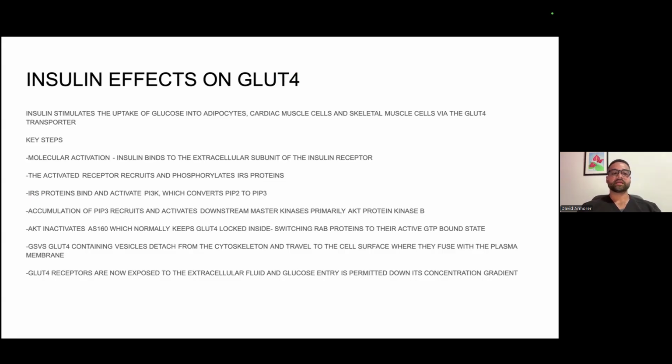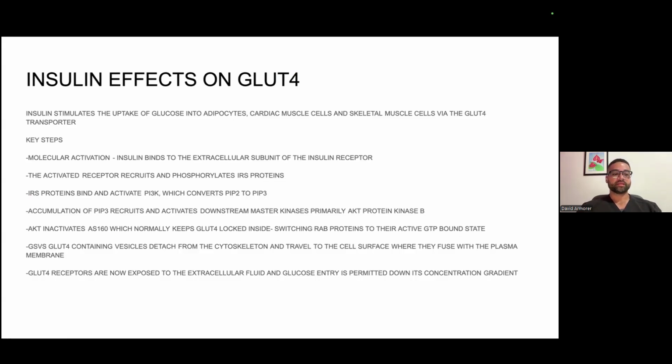The IRS proteins bind and activate the phosphoinositide 3-kinase enzymes, which convert the other phosphoinositides to the last one, which is PIP3. And there's accumulation of the PIP3, which would activate downstream master kinases to primarily activate the AKT, protein kinase B. So the AKT inactivates AS160, which normally keeps the GLUT4 locked inside the vesicles. And it switches a protein called the Rab protein to the active GTP bound state.